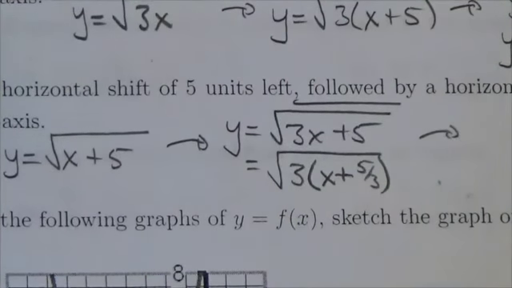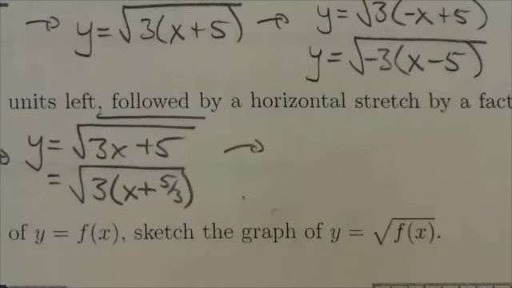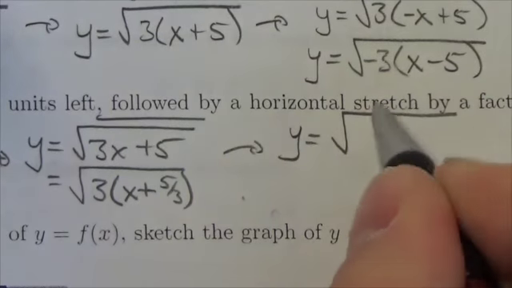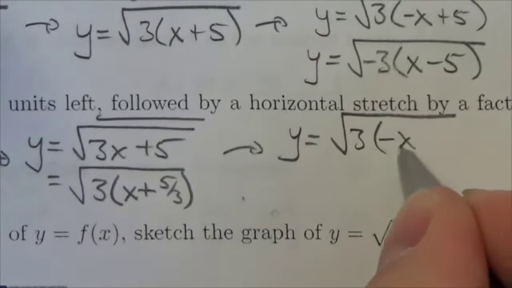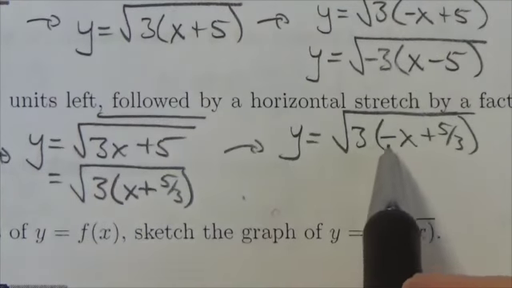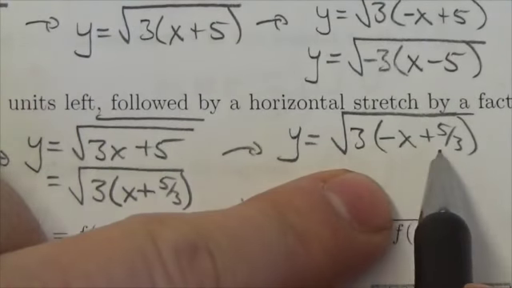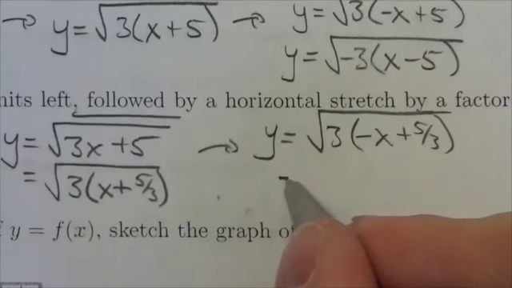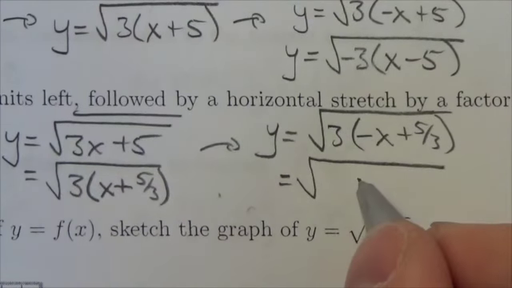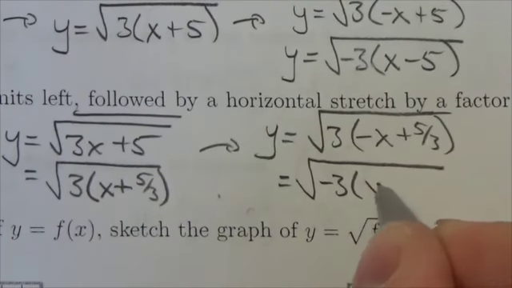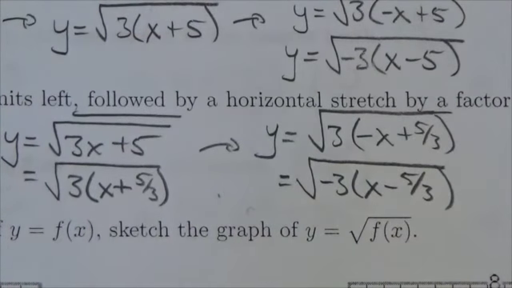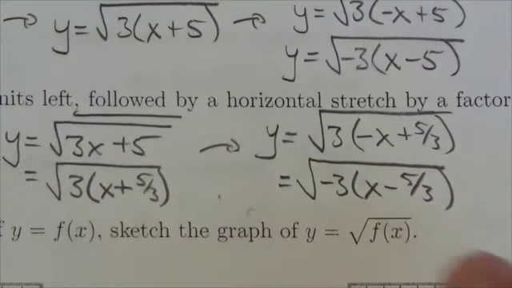Finally, we've got a reflection in the y-axis. Now that means replacing x with negative x. Now in this function, that's going to look like this: the square root of 3 times negative x plus 5/3. But again, I don't like that there. I want to separate that from my translation, so I'm going to pull that out. There's a 3 out there already, so this is going to become negative 3x minus 5/3. And that's the function that they're looking for at the very end here.